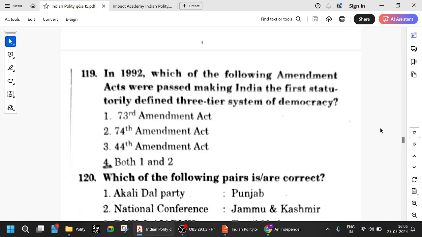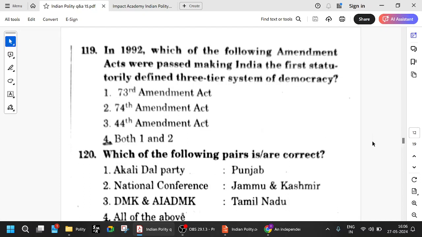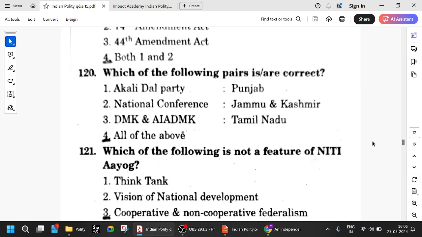So in 1992, which of the following acts were passed making India's first statutorily defined three-tier system? So obviously the 73rd and 74th Amendment Acts. The 73rd is regarding panchayats, the 74th is regarding municipalities. Very important, of 1992. So which of the following pairings are correct? Akali Dal, Punjab; National Conference, Jammu and Kashmir; DMK, AIADMK, Tamil Nadu. Are correct.